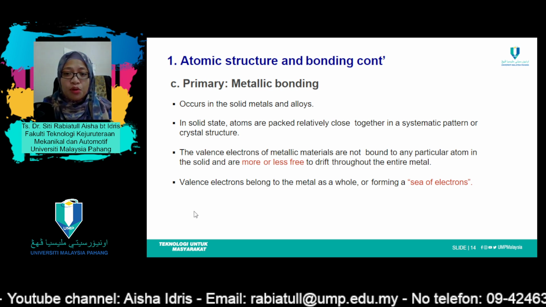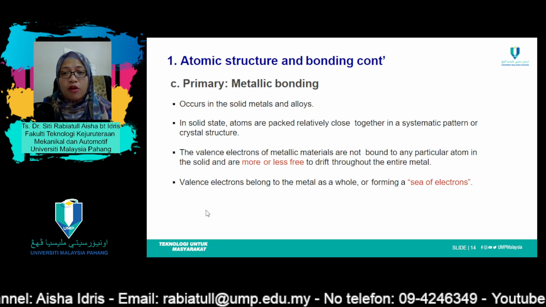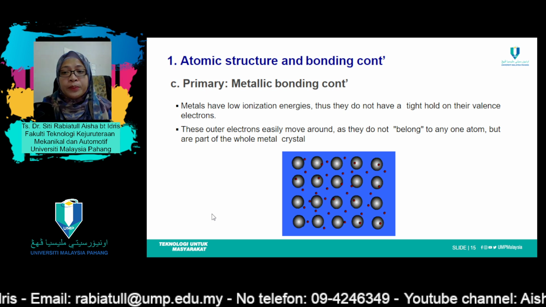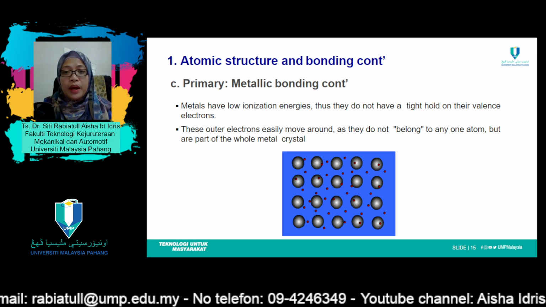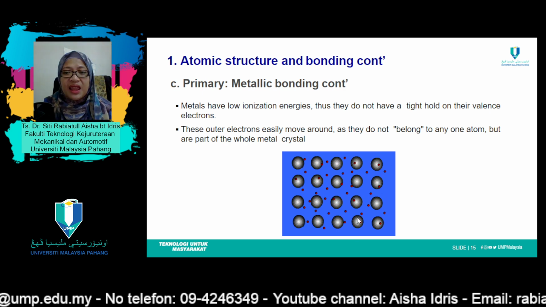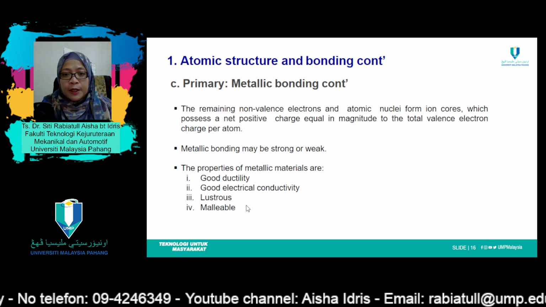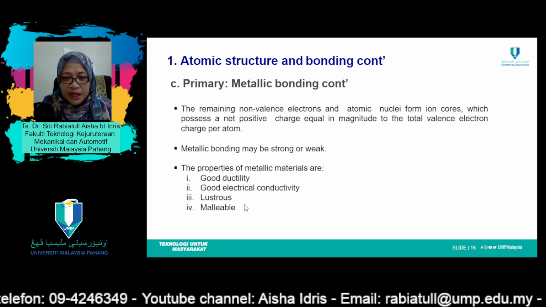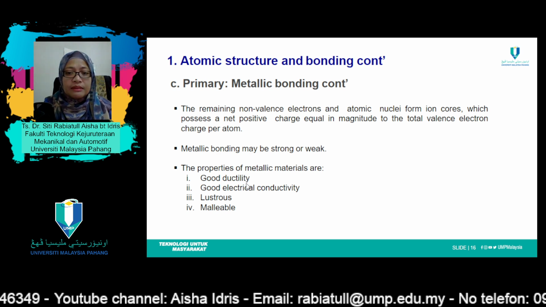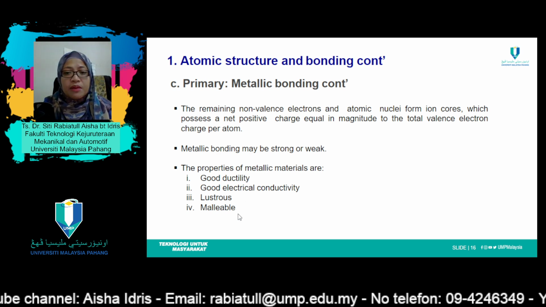The valence electrons belong to the metal as a whole, forming a sea of electrons for the metal ions. So they don't belong to any one atom, but are part of the whole metal crystal structure, as can be seen in this figure. The properties of metallic materials are good ductility, good electrical conductivity, lustrous, and malleable.